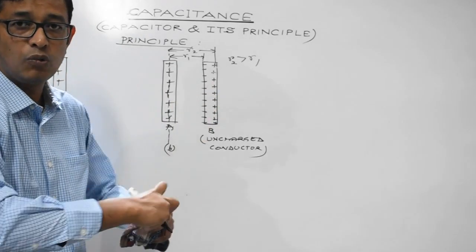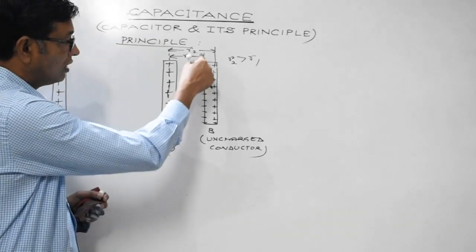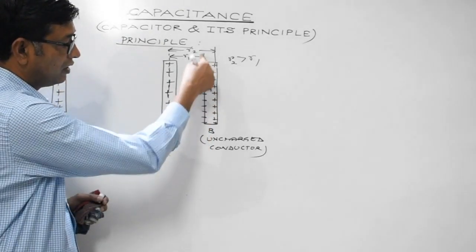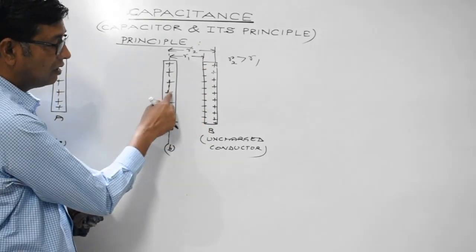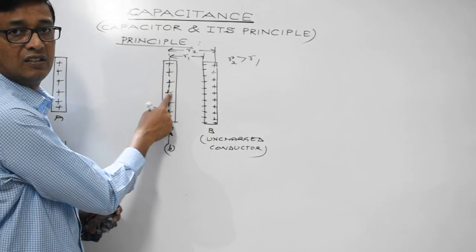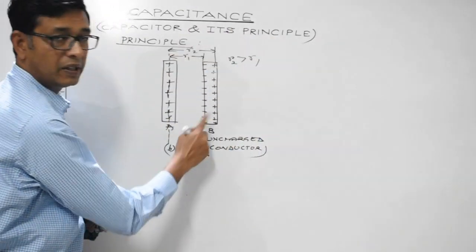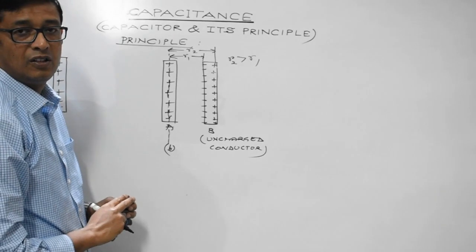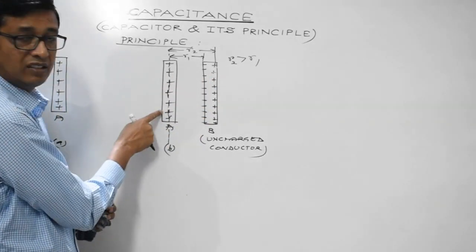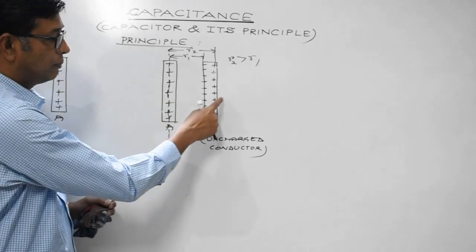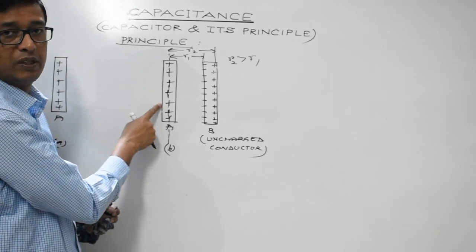Whose effect will be more dominating? It will be of negative charge, because the negative charge which is induced on the inner face is at a much closer distance as compared to the positive charge that is developed on the farther face of plate B. So again I am repeating, the negative charge developed on the inner face will tend to decrease the potential of plate A, while the positive charge so developed on the farther face of plate B will tend to increase the potential of plate A.